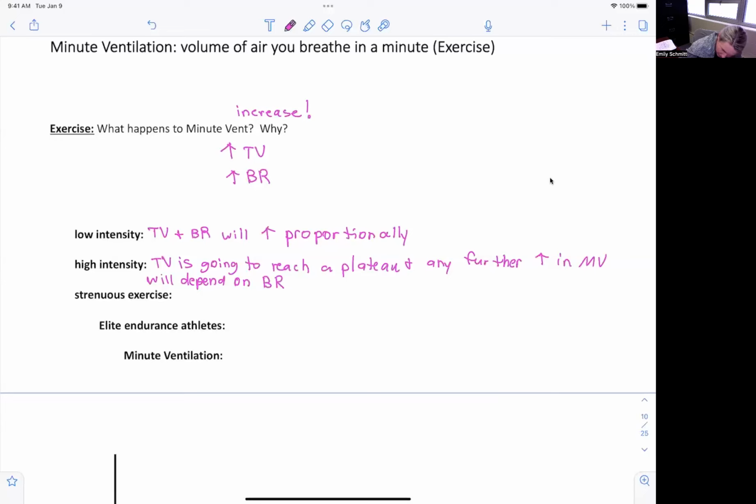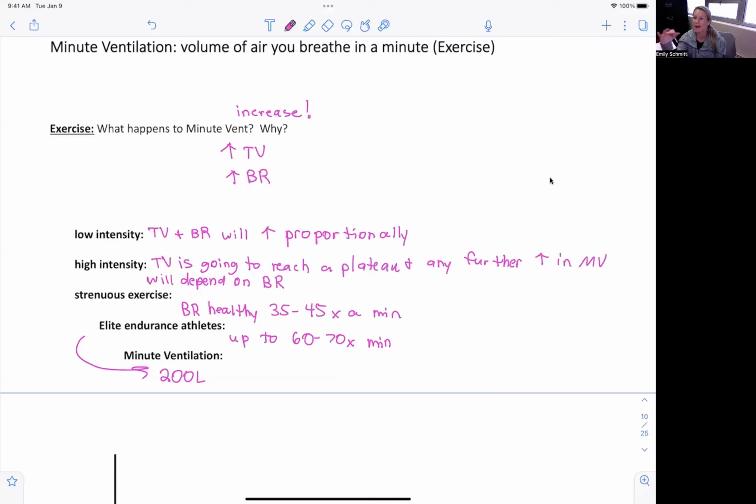So breathing rate for healthy young adults is about 35 to 45 times a minute. Elite endurance athletes will breathe up to 60 to 70 times per minute. And so our minute ventilation for endurance athletes can get up to about 200 liters.